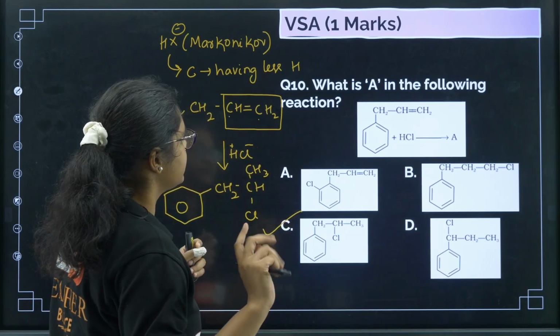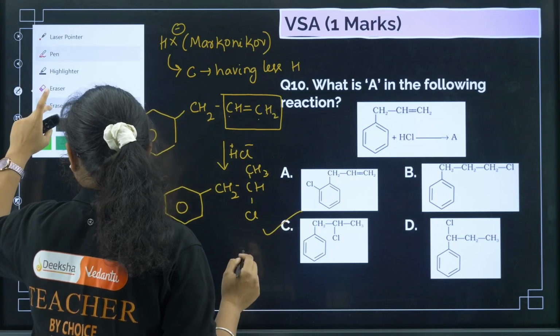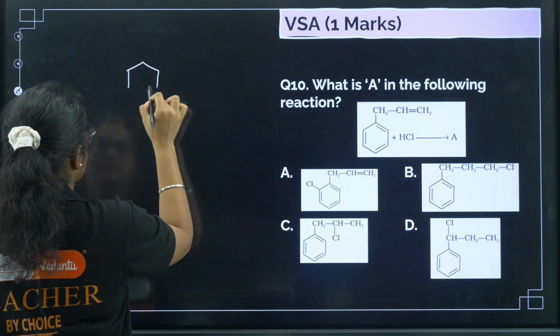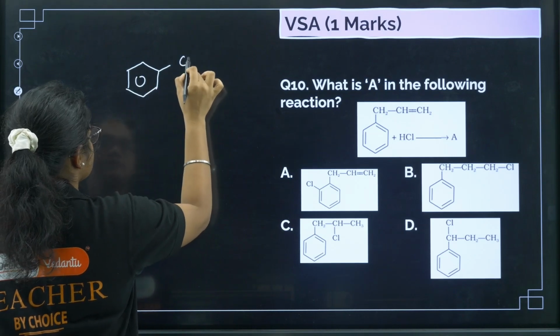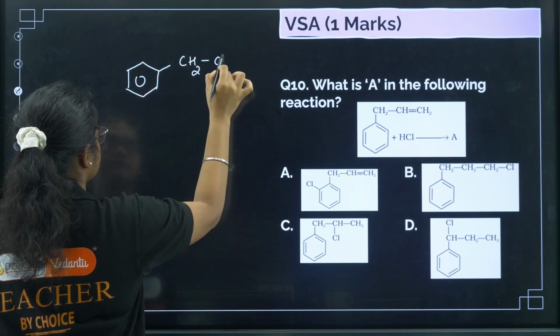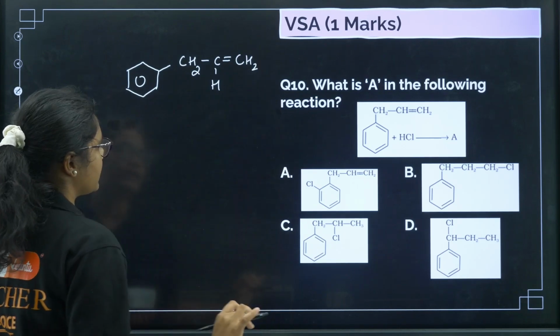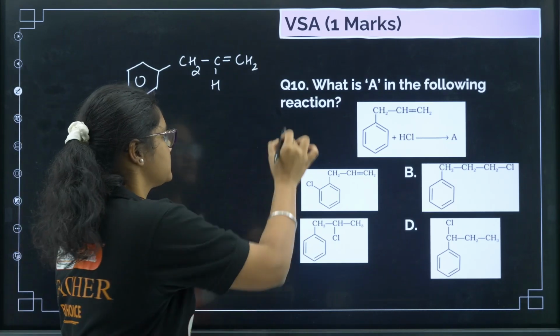Next, if we see here, students, one second, I'll discuss this question once again. The question was like this: you have CH2 C double bond CH and CH2. So I made a mistake here. Please see this question, mark it important.